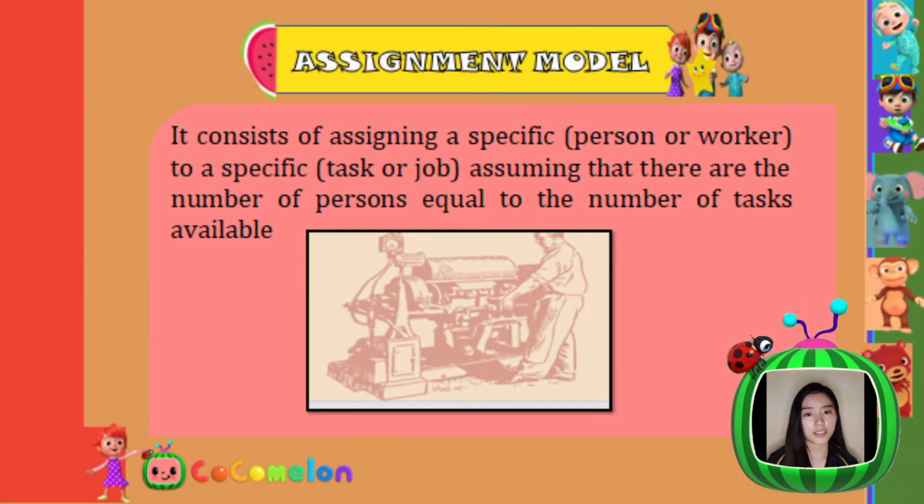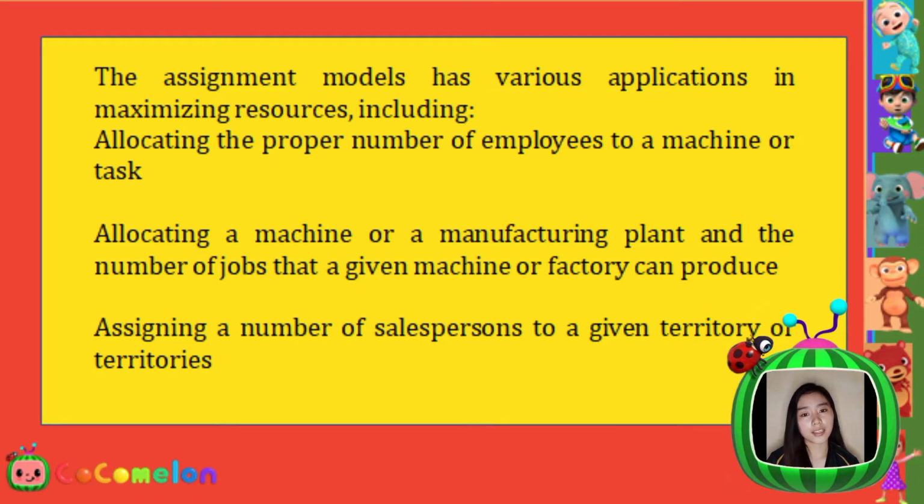Okay, next is the assignment models. Assignment models consist of assigning a specific person or worker to a specific task or job, assuming that the number of persons is equal to the number of tasks available. And we give color to its definition by stating its various applications in maximizing resources. It includes allocating the proper number of employees to a machine or task, allocating a machine to a manufacturing plant and the number of jobs that a given machinery or factory can produce, and assigning a number of salespersons to a given territory or territories.